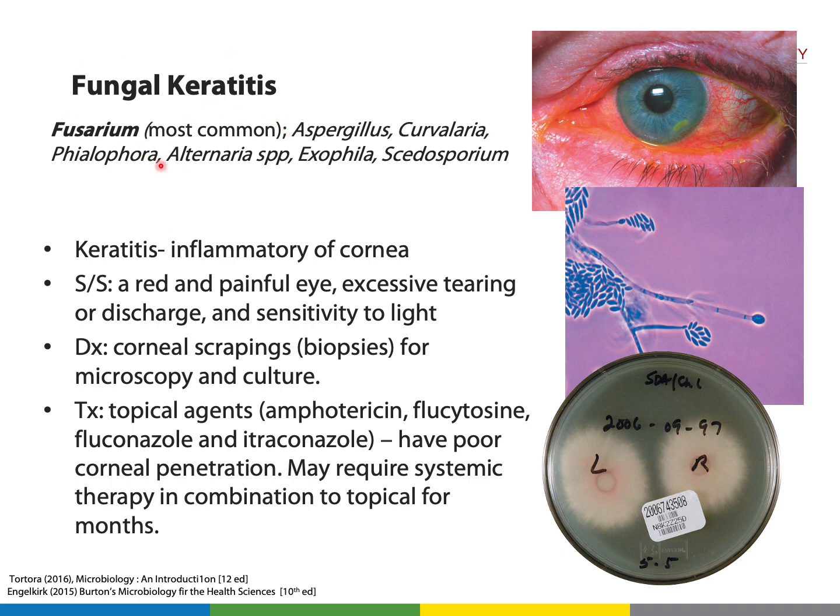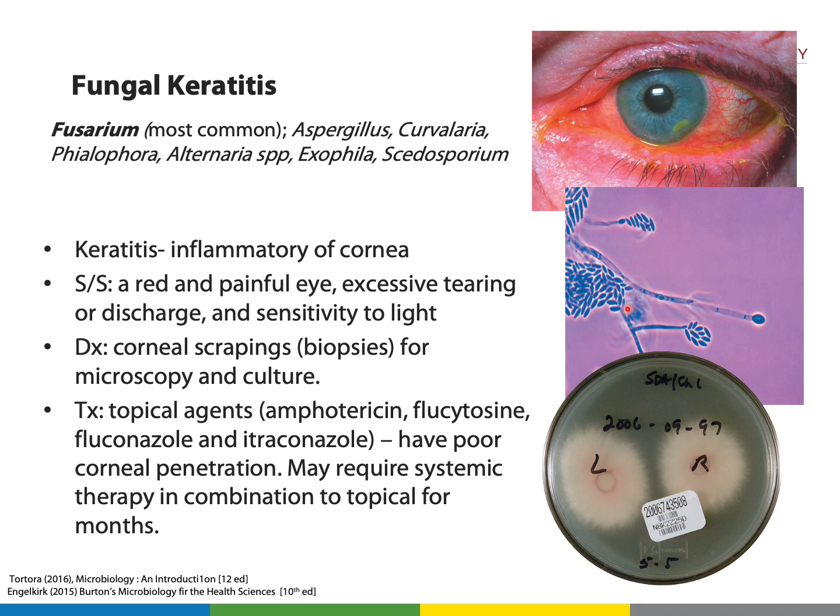Common signs and symptoms for fungal keratitis are a red and painful eye. You also have excessive tearing and discharge and sensitivity to light, like in the picture. Diagnosis for fungal keratitis includes corneal scrapings, like a biopsy, for microscopy and culture. Here you will see the culture of the Fusarium and the microscopy. This is the organism under the microscope for Fusarium.